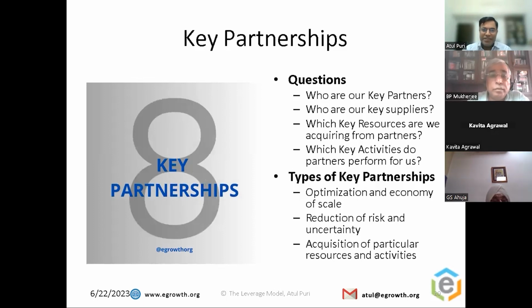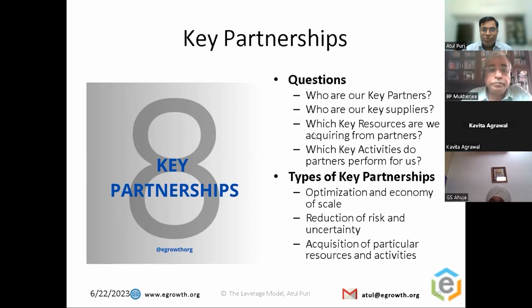And what are our key partnerships? Right? Who are our key partners? Who are our key suppliers? Which key resources are we acquiring from our partners? Which key activities do partners perform for us? And type of key partnerships: optimization and economy of scale, reduction of risk and uncertainty, acquisition of particular resources and activities. All right. So we are not working in isolation. We are working in an environment wherein there are a lot of partnerships which are required and expected.